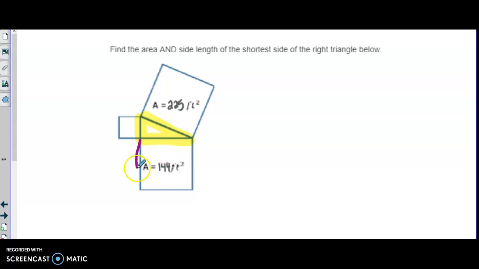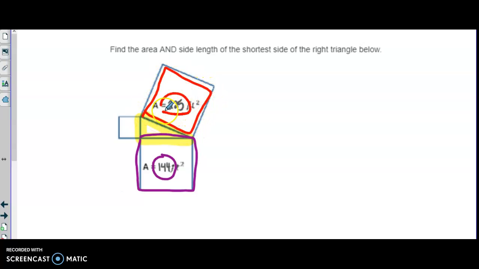They give us that the area of this square is 144. That's the area of the square, okay? And then they also give us that the area of this square is 225, all right? And we want to know both the side length over here and the area of this square. So since we have a right triangle, that's usually kind of a dead giveaway that we're going to use the Pythagorean theorem. Now remember, C is always across from the 90-degree angle. So this red square up here is going to be part of C.